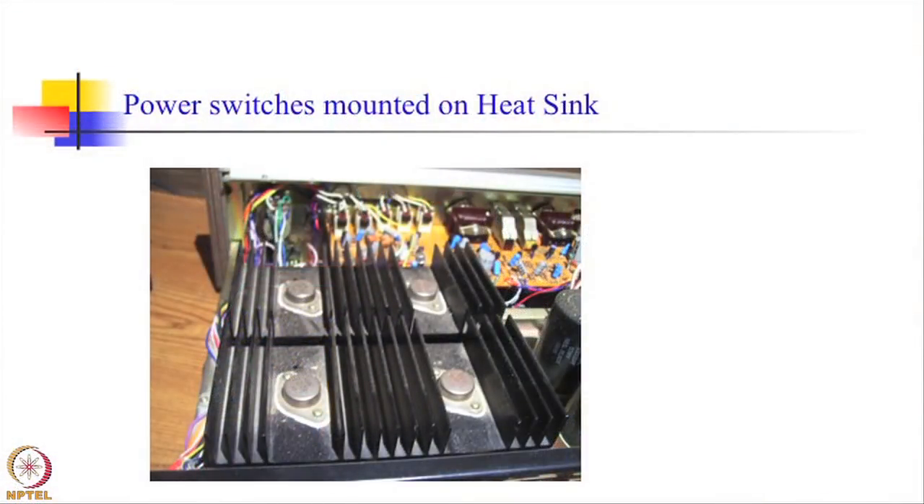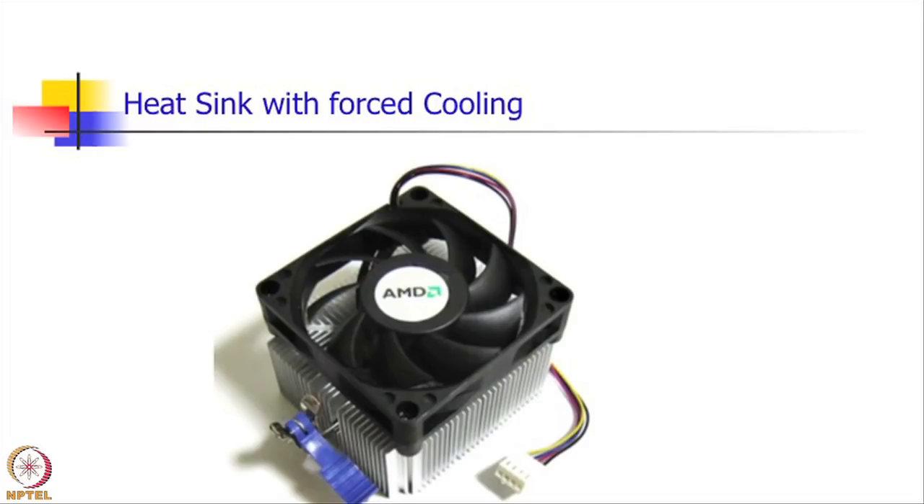The slide shows the power devices mounted on the heat sink. You can see very clearly the fins which are provided to facilitate the easy passage of heat into the ambient. The second slide shows a component which is mounted on the heat sink along with a fan which is used for forced cooling. In several applications, a fan is required for forced cooling apart from a heat sink.